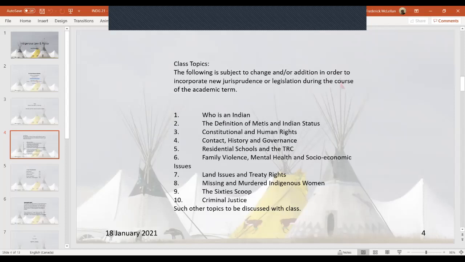So these are the rest of the topics as you follow that. We're going to deal with residential schools, the Truth and Reconciliation Commission, violence, mental health, socioeconomic issues for Indigenous peoples, land issues, incredibly important, and treaty rights, missing and murdered Indigenous women and girls, the Sixties Scoop, criminal justice. All of these things we're going to touch upon. As you can imagine, it's an incredibly broad topic and one that's really important these days. We're not going to be able to touch upon everything relevant in the life of an Indigenous person, but I'm going to try to give you as broad an overview as possible with as much specific information as we need to fully understand each of these topics.